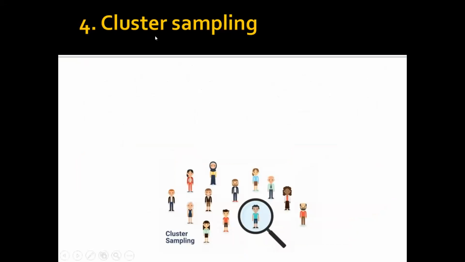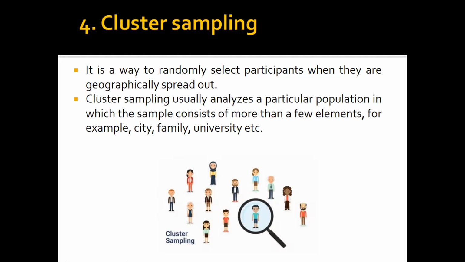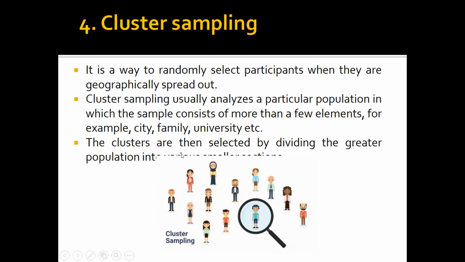Next, we are coming to cluster sampling. This is a way to randomly select participants when they are geographically spread out, like a particular organization's plants, NTPC or any other institute, or suppose we are conducting a study on IITs, which are located at different places in the country. So our sample is geographically spread out. Cluster sampling usually analyzes a population in which the sample consists of groups of elements, like a city, family, or university. So there are different clusters in different places.